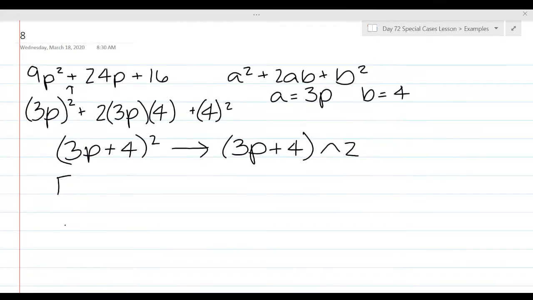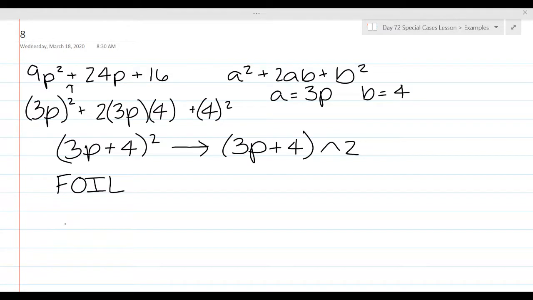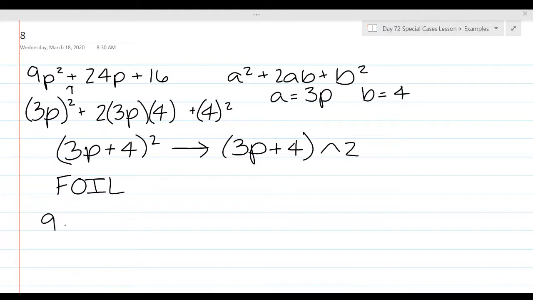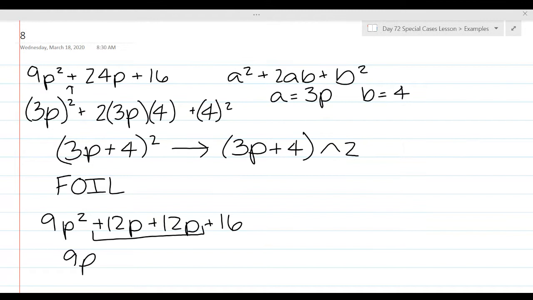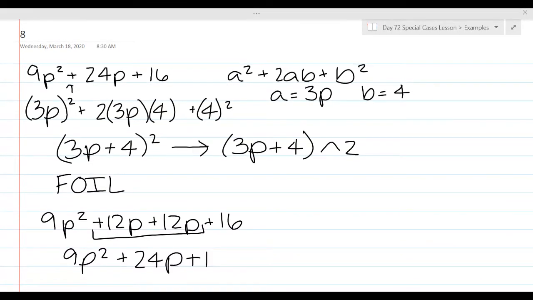Okay, now we're going to FOIL to double check our answer. We're going to get 9p squared plus 12p plus 12p plus 16. So we can combine these two because they're like terms, and we're going to get 9p squared plus 24p plus 16. And that's what we started with, so we're all good.